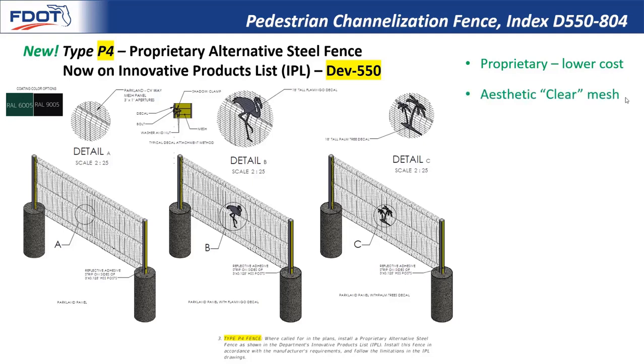It has an aesthetic clear mesh. The brand name is Clearview, so the idea is that you can see through it, although we still do consider this to be a sight obstruction. The tight mesh just has a much higher quality aesthetic look. It certainly looks less urban than a chain link fence.